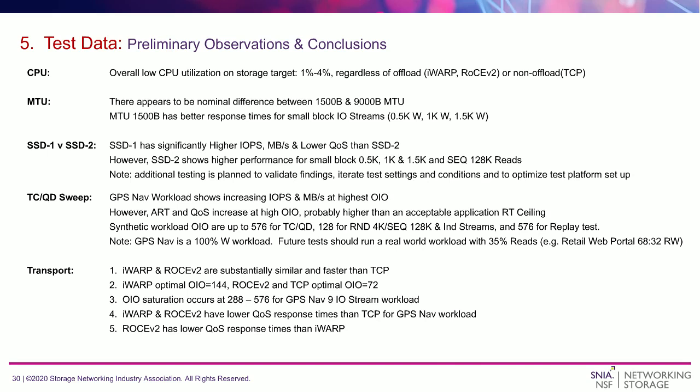next run. As far as the transport, the RDMA are substantially similar and faster than TCP. They have similar optimal outstanding I/O test points. Saturation occurs between 288 and 576 using that real-world workload, which has 9 I/O streams, and that value can change depending on what kind of workload you use. And we also see RDMA has lower response times than TCP. And finally, between iWARP and RoCE, we see that RoCE has a little bit better response times than iWARP.